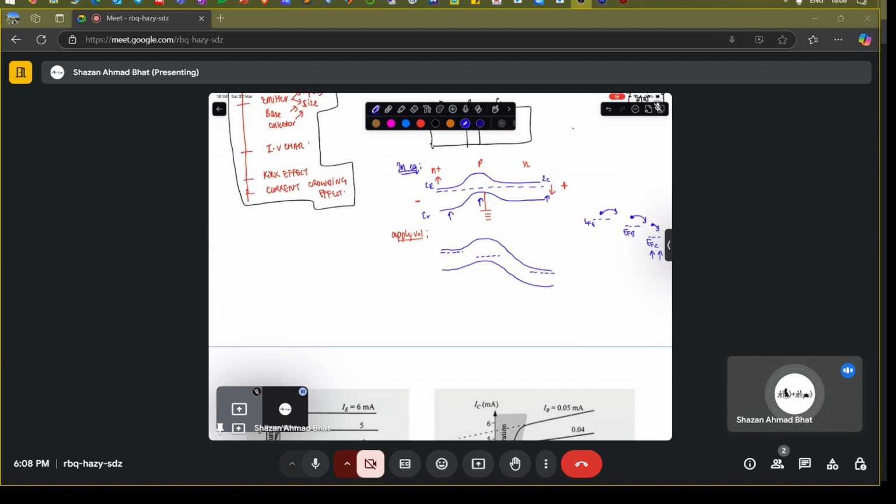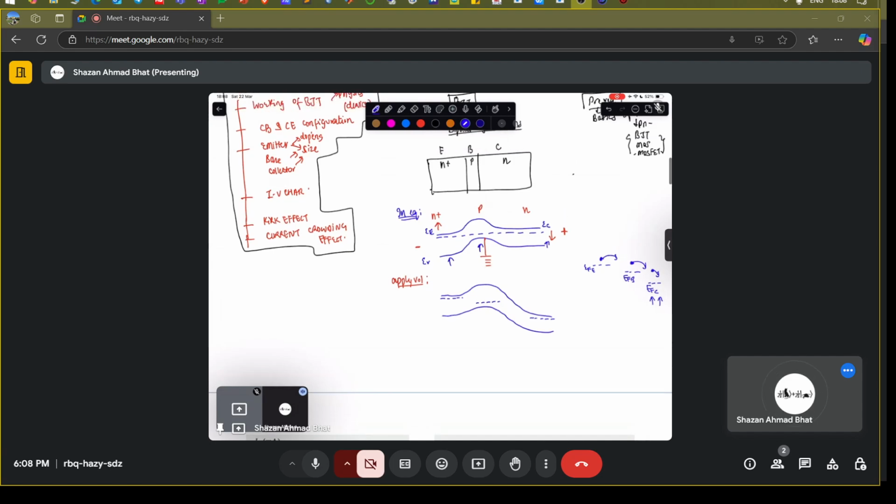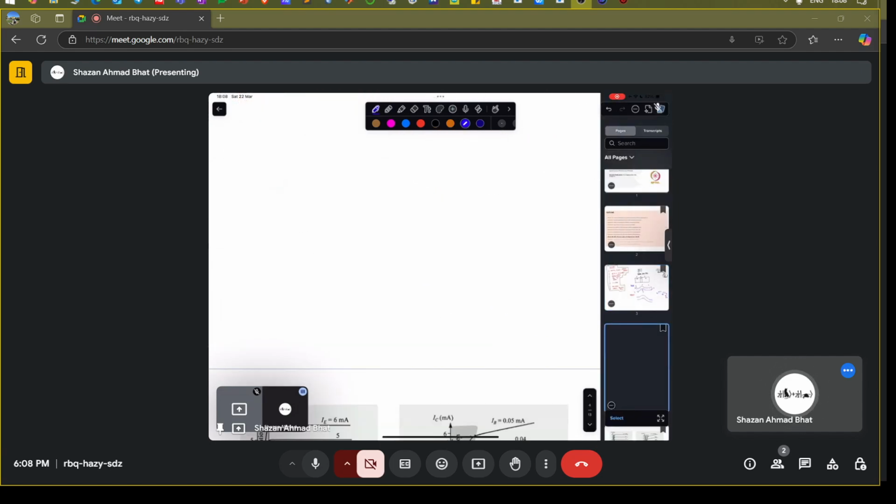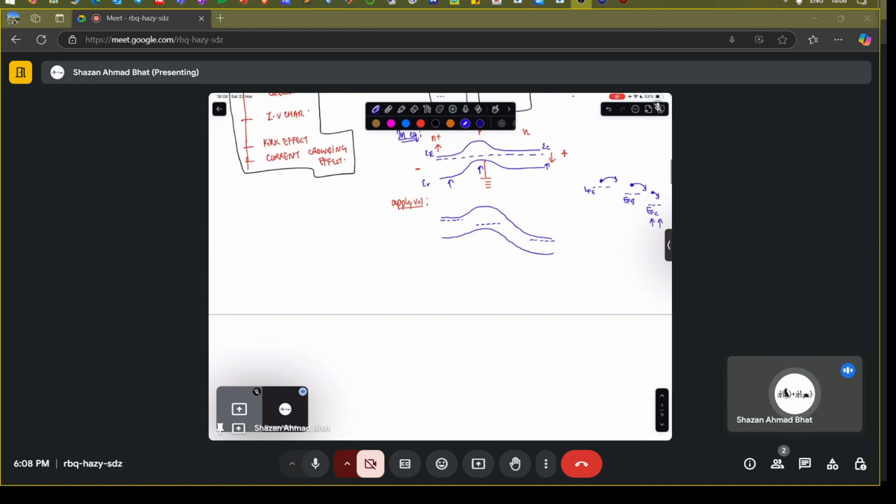In the layman sense, the Fermi level is the highest energy of an electron at 0 Kelvin, but this is just how we say it in terms of a layman. Otherwise the Fermi level definition is something different, but that's how you can understand it. Now you have applied negative here, you have applied positive here. Electron will like to go in this direction, and it will fall, and you will have a current flow, which is basically the IC current.